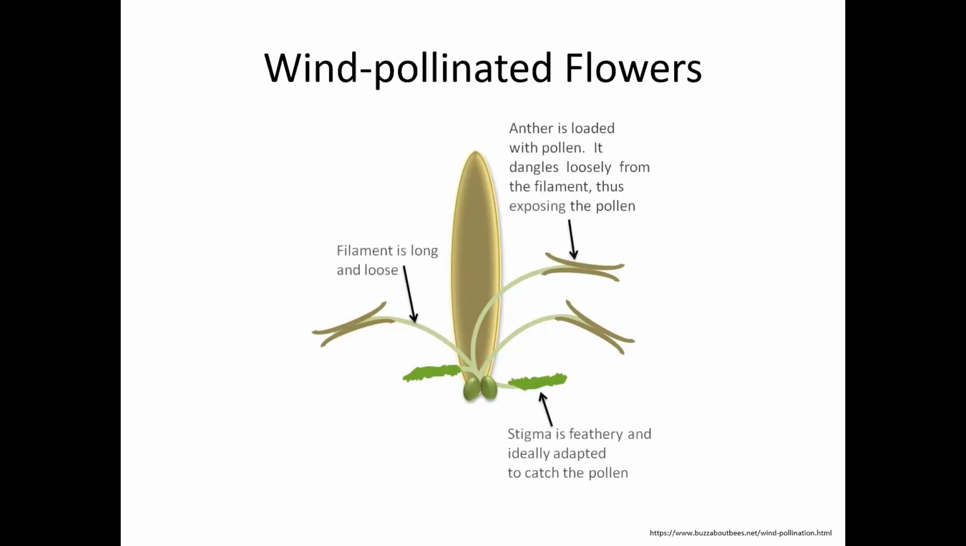And then the stigma shown at the bottom of this diagram tends to be very feathery and have a large surface area because the pollen isn't being delivered in a very precise way. And so the female stigma needs to have that large surface area to take advantage and catch as much pollen as it can from the wind.